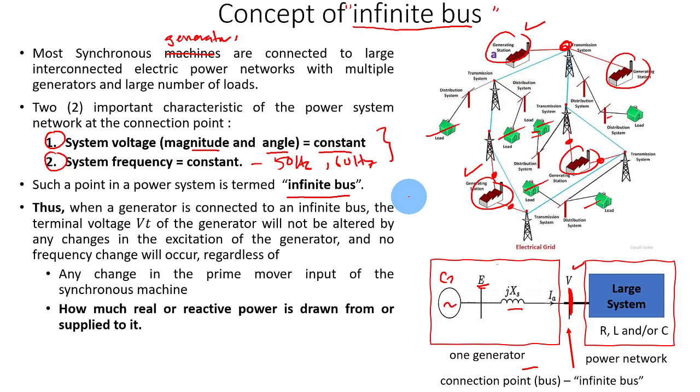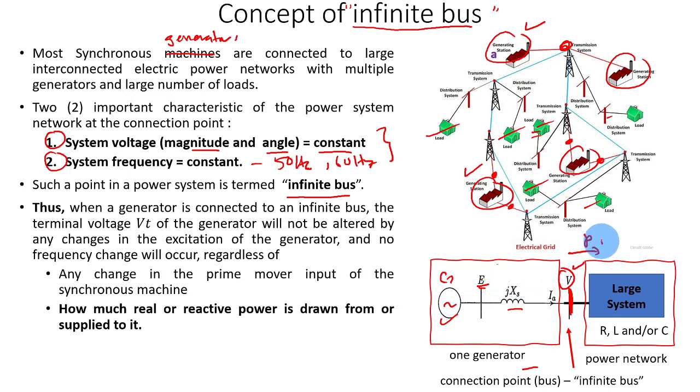Okay, so the definition is: when a generator is connected to an infinite bus, the terminal voltage VT of the generator will not be altered by any change in the excitation of the generator, and no frequency change will occur regardless of any change in the prime mover input of this generator, or how much reactive power is drawn from the supply, because P and Q will flow, P will flow this much from the generator to the load.